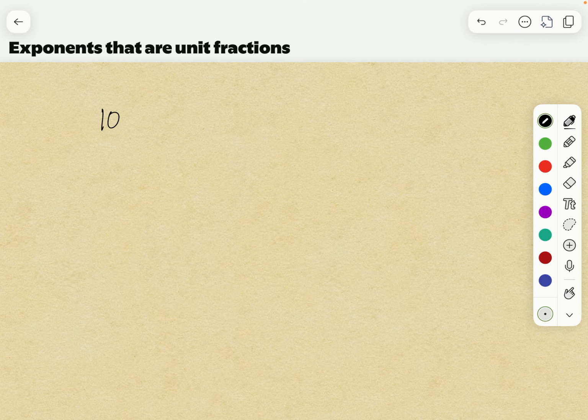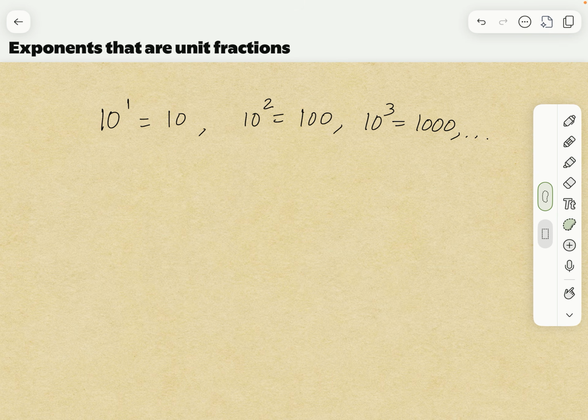So let's say that the base is 10. So 10 to the first power would be 10. 10 squared would be 10 times 10, which is 100. 10 cubed would be 10 times 10 times 10, which is 1,000, and so on. So when you have a positive number as the exponent, like 1, 2, or 3, and so on, what you do is you take that number of tens and multiply them. So 10 cubed is 1,000 because if you take 3 tens and multiply them together, you get 1,000.